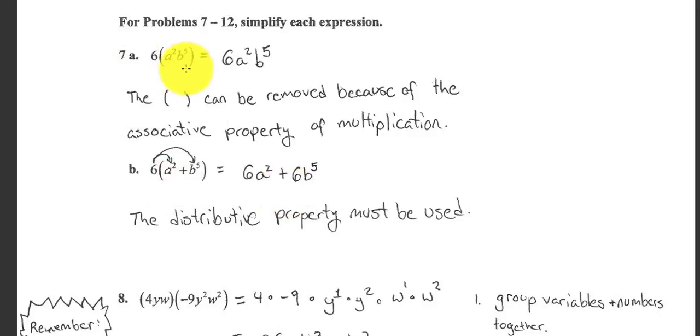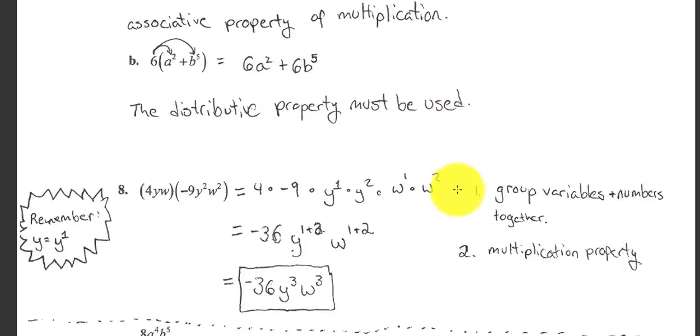Number 7a, we can't distribute the 6. Right? Because we only have one term, right? The term a squared b to the 5th is one term. There's no plus or minus sign separating the two, so really there's no work to do here. It's just 6a squared b to the 5th. Where in 7b, we have 2 terms, so we multiply each term by the 6. Okay, that's a tricky one.